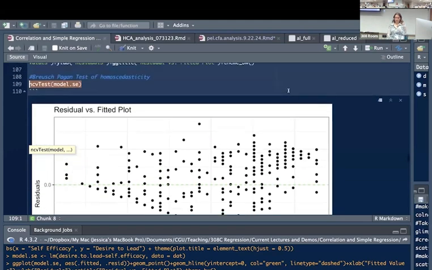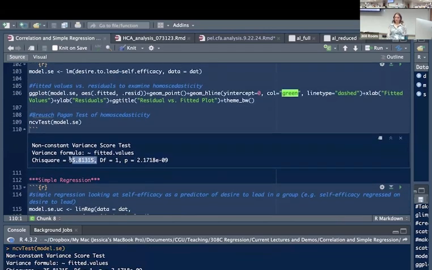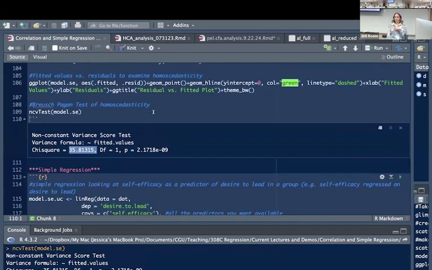are the residuals constant across levels of the predictor? And you already know from looking at this, the answer is going to be no. The answer is way no. So chi-square 1 is 35.81, p less than 0.001. I would say something like: data appeared heteroscedastic, with higher values of self-efficacy demonstrating far greater error than lower levels of self-efficacy. This was supported by a non-constant variance test or a Breusch-Pagan test, and report it.